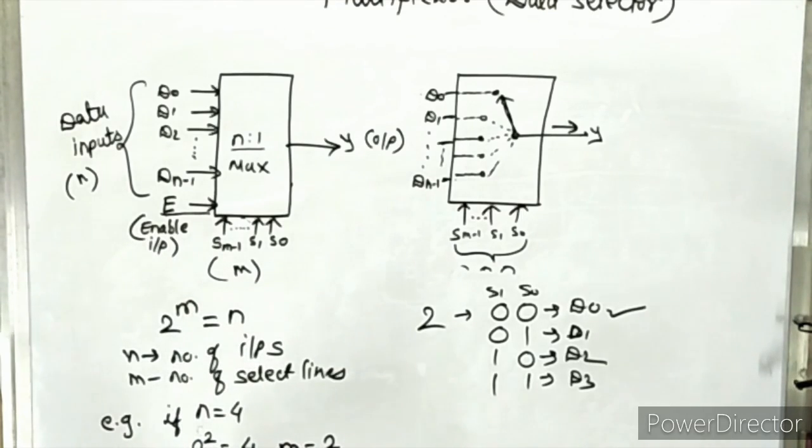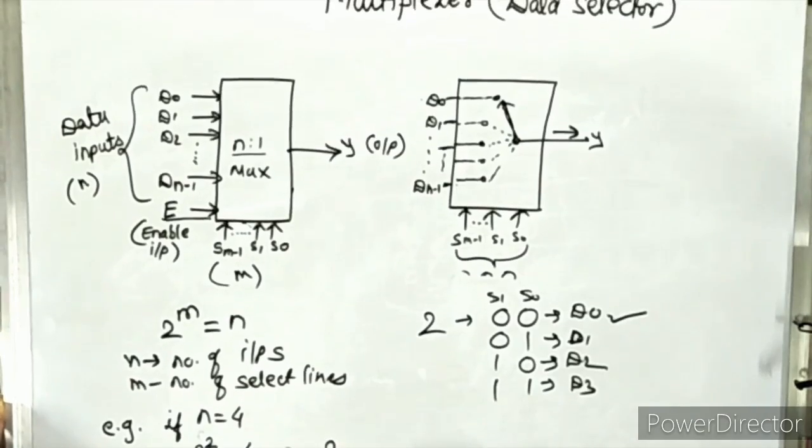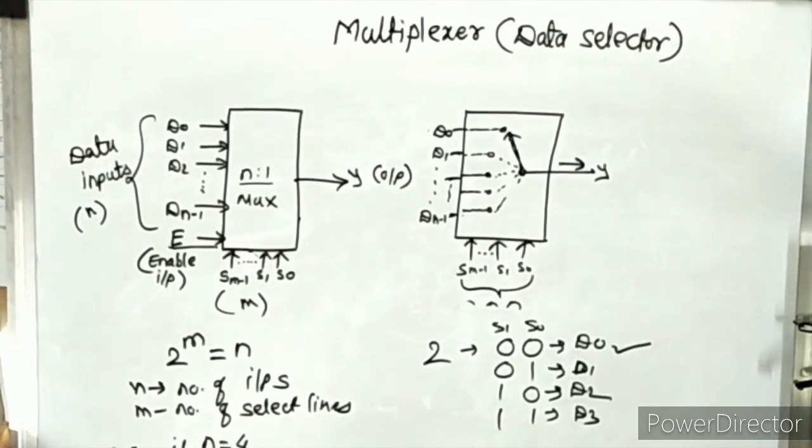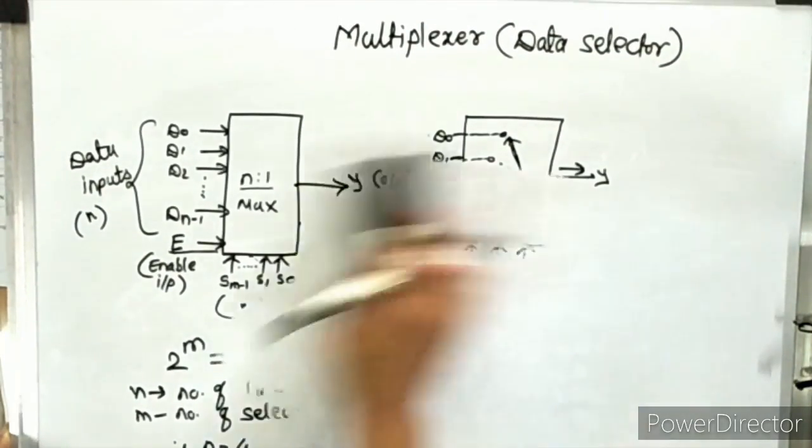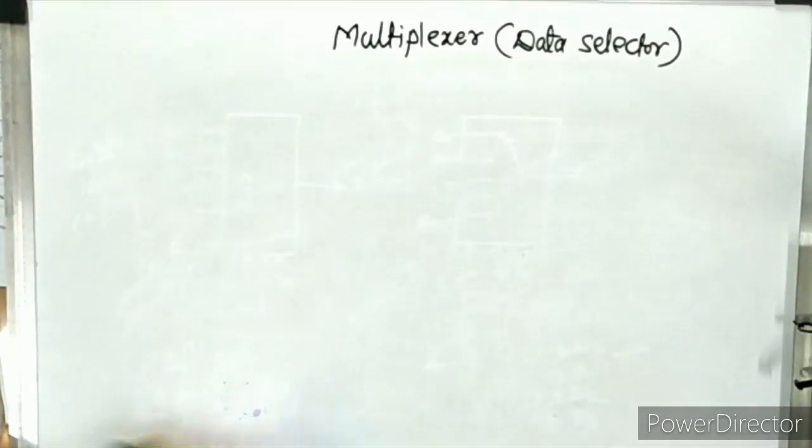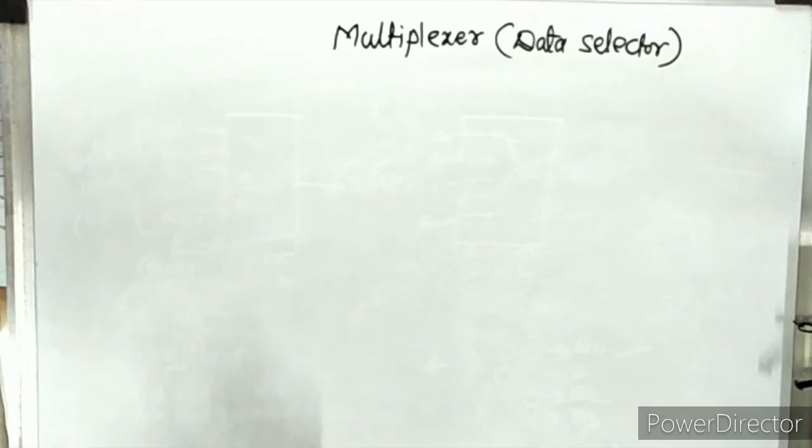If we take the example of a cable, on cable we have a number of channels, and using a remote we can select whatever channel we want, and that will be displayed on the TV. There a multiplexer is used, and that is nothing but the data selector.